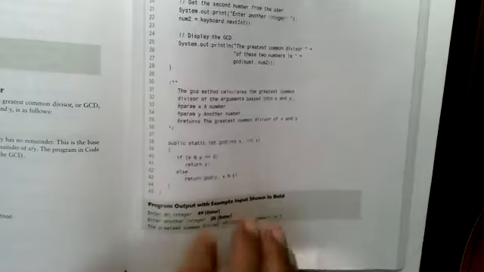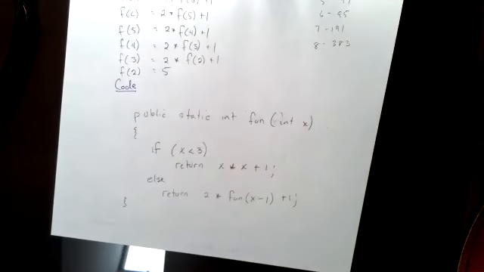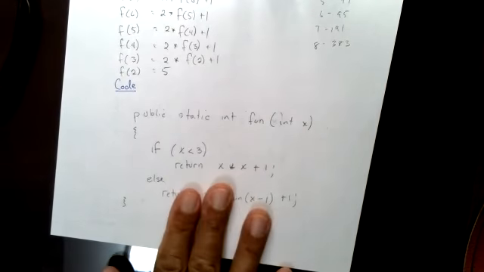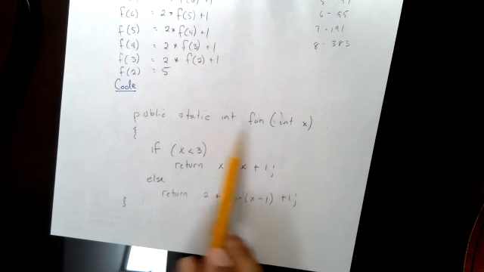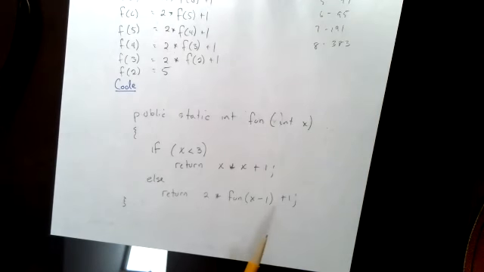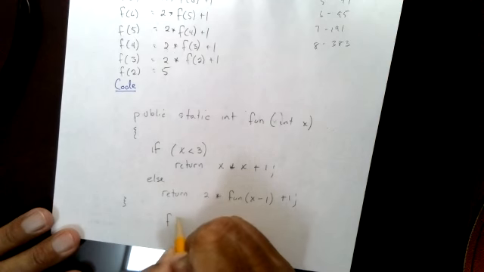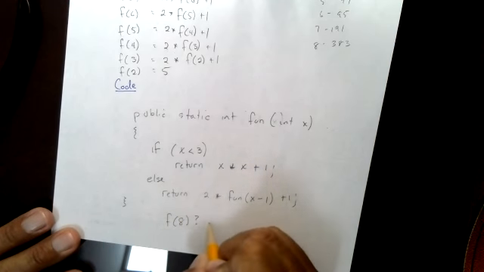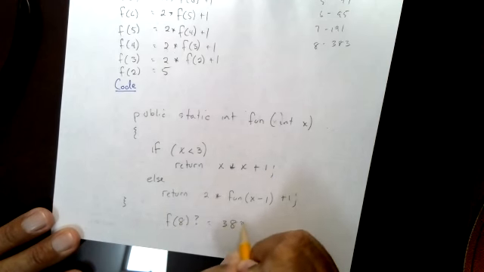All right, so not doing anything else. Going to come back to this. I'm going to ask you to quickly write this program. See if f of 8 does in fact equal 383.